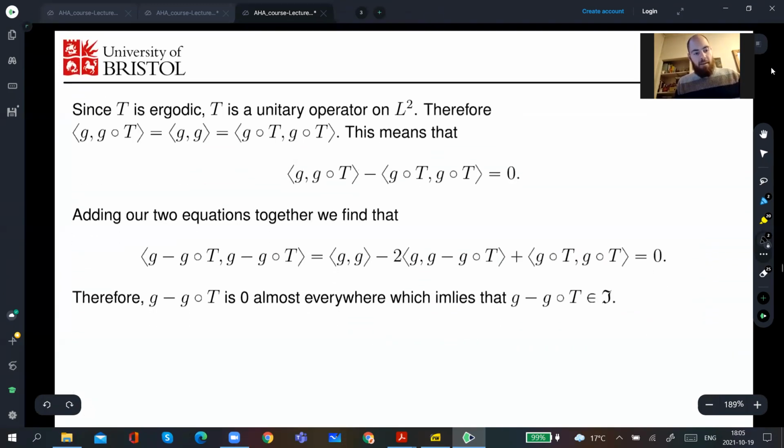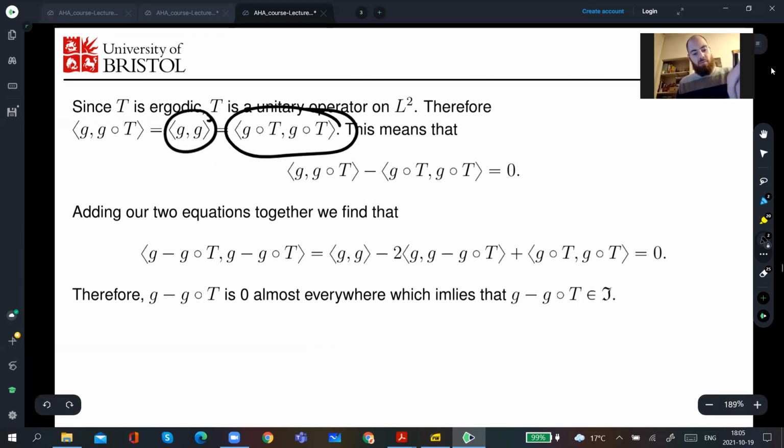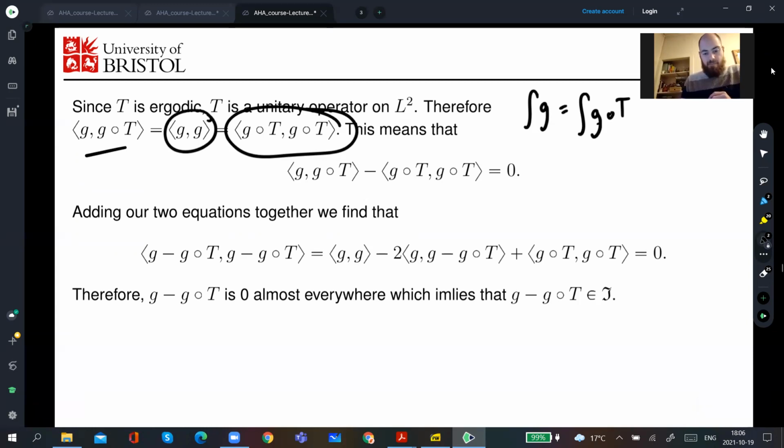Nothing deep there. But now here's where we use that T is ergodic. It means it's a measure preserving operator. It gives a unitary operator on L2, so that we can move T around a bit. The measure preserving tells us that if I look at g inner producted with itself, I can do g composed with T inner producted with itself, and those two things have to be the same. It's the same manifestation of g equal to g composed with T, but now on L2. And I knew from before that this is equal to that, so I have this difference, which is 0. You add the two equations together, and you end up getting that the cocycle of g inner producted with itself is 0.